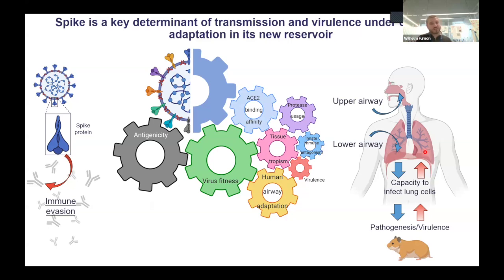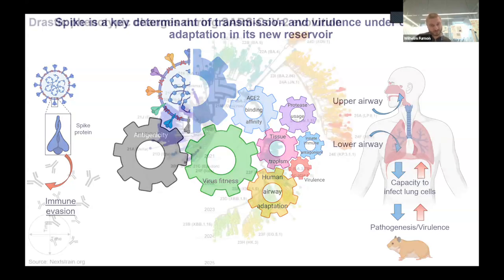So I think overall, this clearly shows that spike first is a key determinant of transmission and virulence, or replicative fitness and virulence, which is under constant adaptation to human. And I think it sounds very trivial what I'm going to say, but I don't see it a lot in the literature. I think it's time to accept that we as humans are the new reservoir, or are the current reservoir of this virus that has gone through a lot of adaptation.